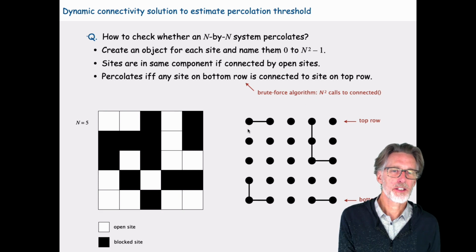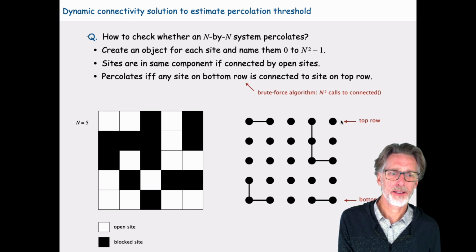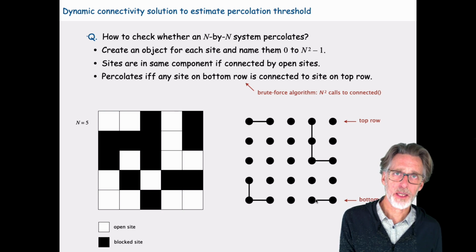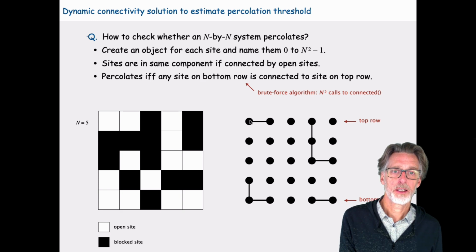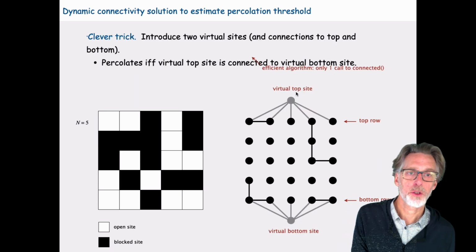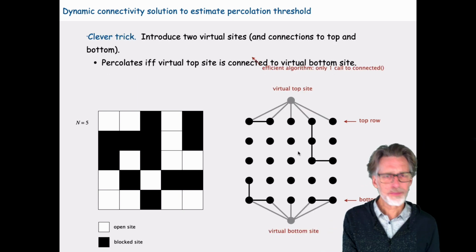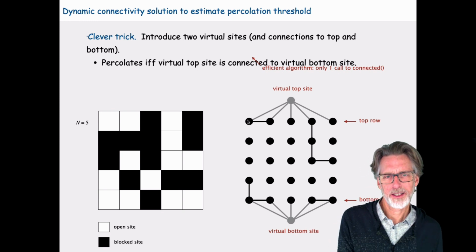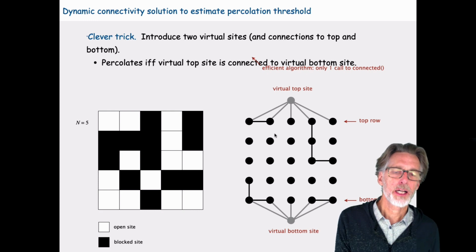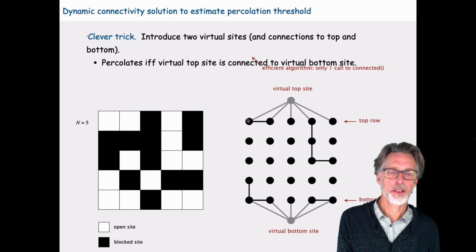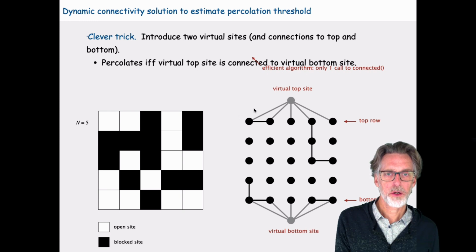Then I could actually just join all of the elements of the top row together, join all of the elements of the bottom row together, and then all I need to do is ask whether the 0th element is connected to the n squared minus 1th element. And this is what your book calls a virtual top site and a virtual bottom site. You don't actually need another node. You can just connect all of the top row together, connect all of the bottom row together. And now I can just do one call to the connected method to ask, is the 0, 0 element connected to the n squared minus 1 element? And that's all you need.